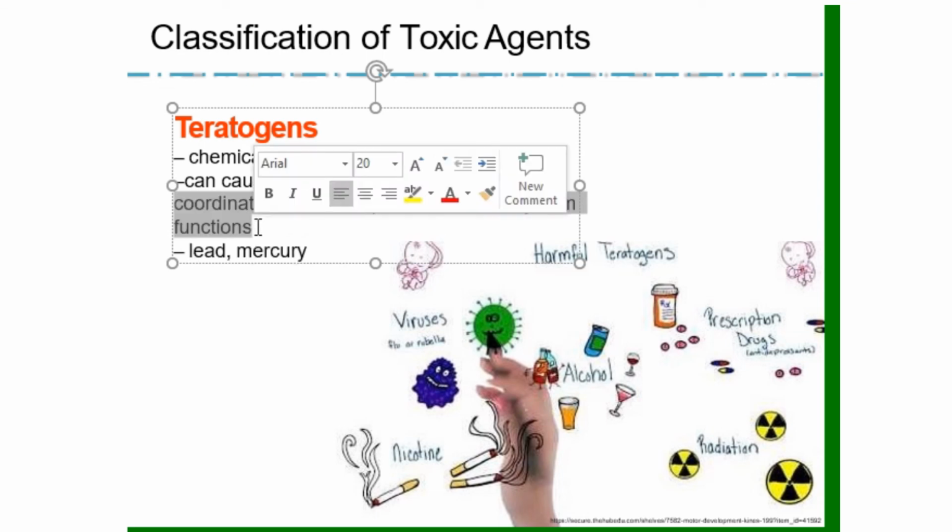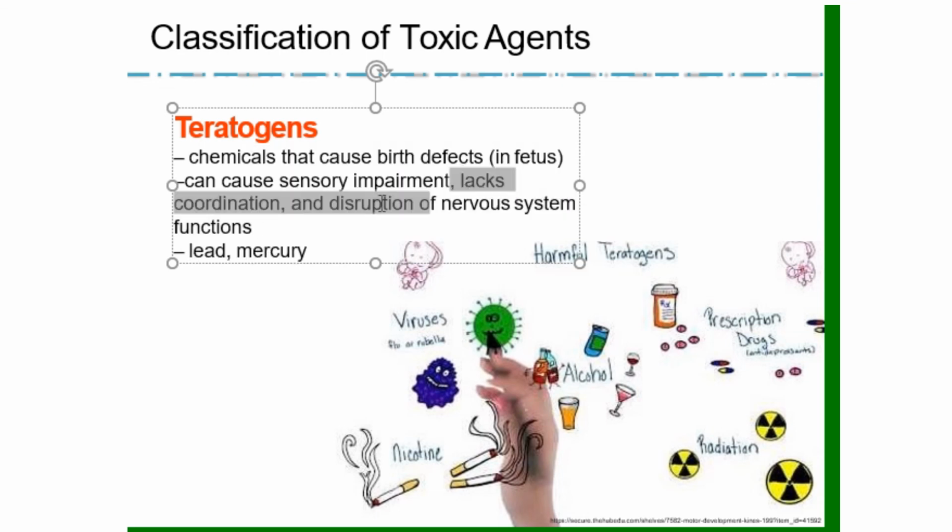So as much as possible, if you are pregnant, for a woman, do not introduce teratogens to your body. Kaya kailangan sobrang ingat po kasi fetuses are very susceptible to these chemicals. So imagine, yung mga cleft palate, ayan, tsaka ng mga bungi, no? Or let's say for instance, instead of five fingers, apat na lang. So those are the examples of the impairment, no? So lacks of coordination, disruption of the nervous system.